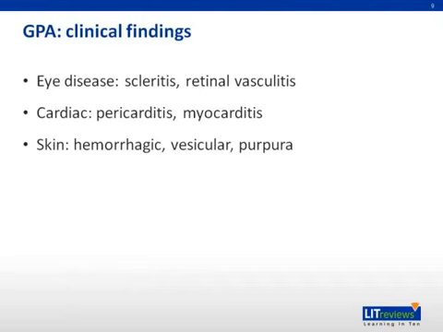Since GPA is a systemic autoimmune disease, fever, malaise, and weight loss are often seen. The eyes are also frequently involved. Ocular involvement presents as acute scleritis or pain and injection of the sclera, which is clinically apparent. It can also present as retinal vasculitis, which may be more clinically silent until vision becomes compromised.